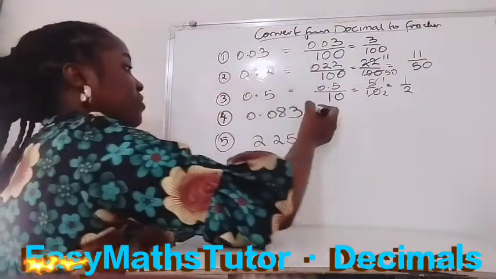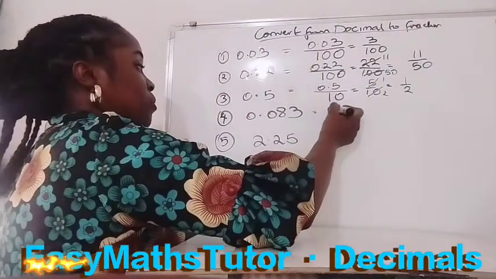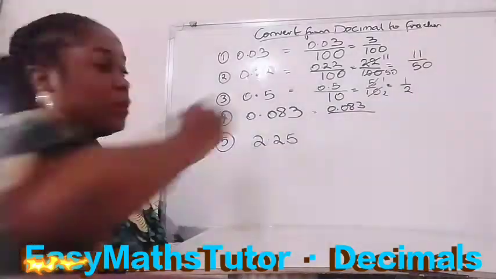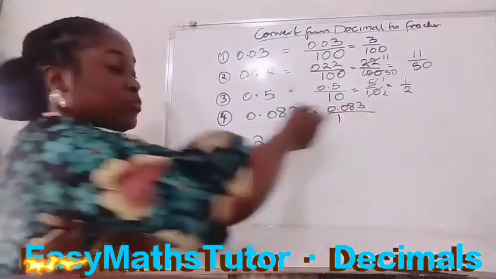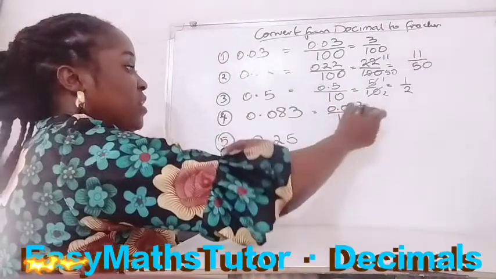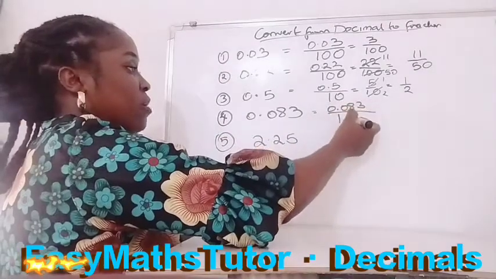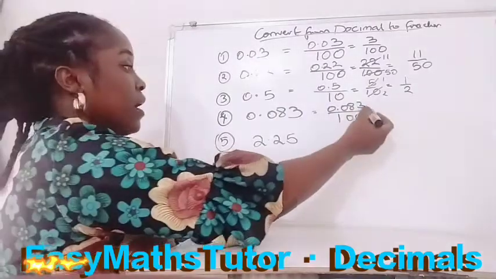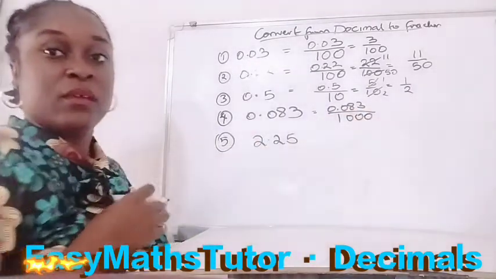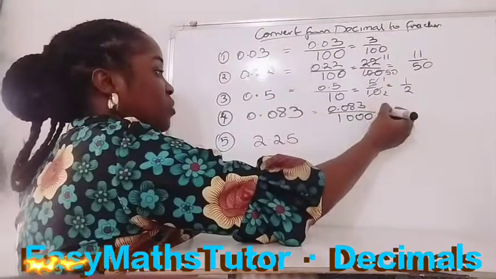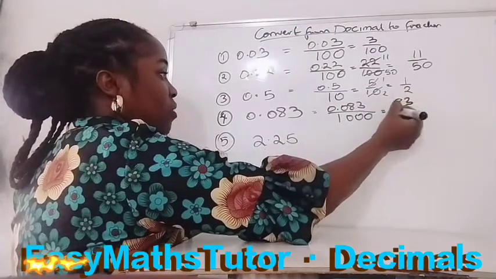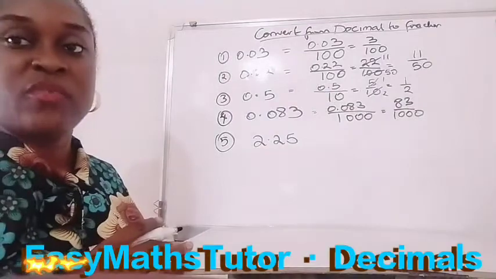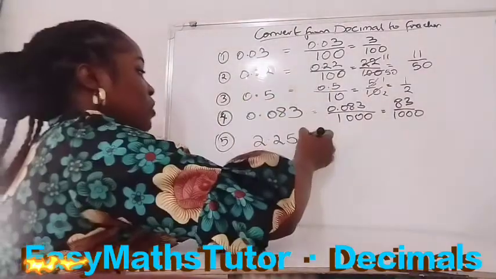And then we have 0.083. Okay? Under the decimal, we put 1, and then we have 3 digits. The 0 represents one 0, the 8 represents another 0, and the 3 represents the third 0. So our fraction will be 83/1000. That's the fraction.